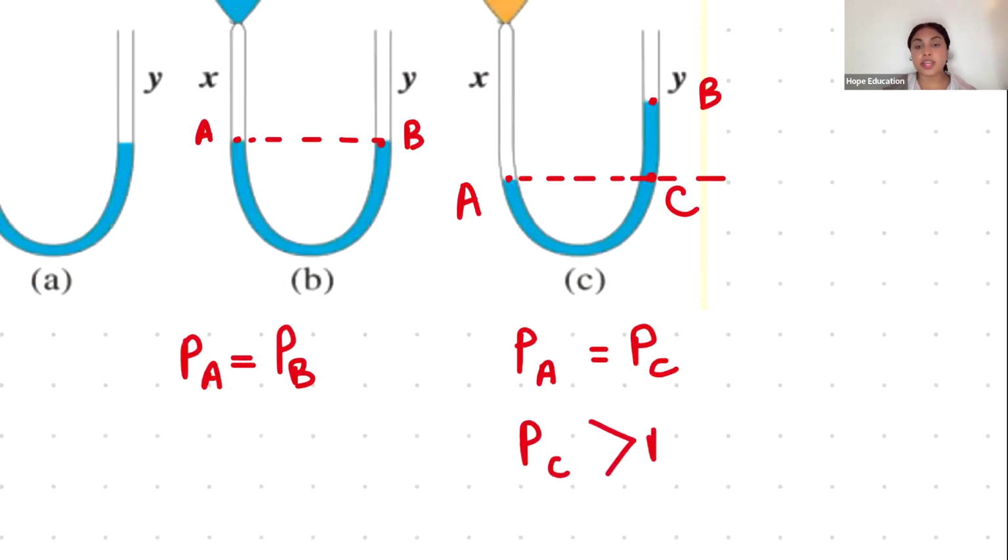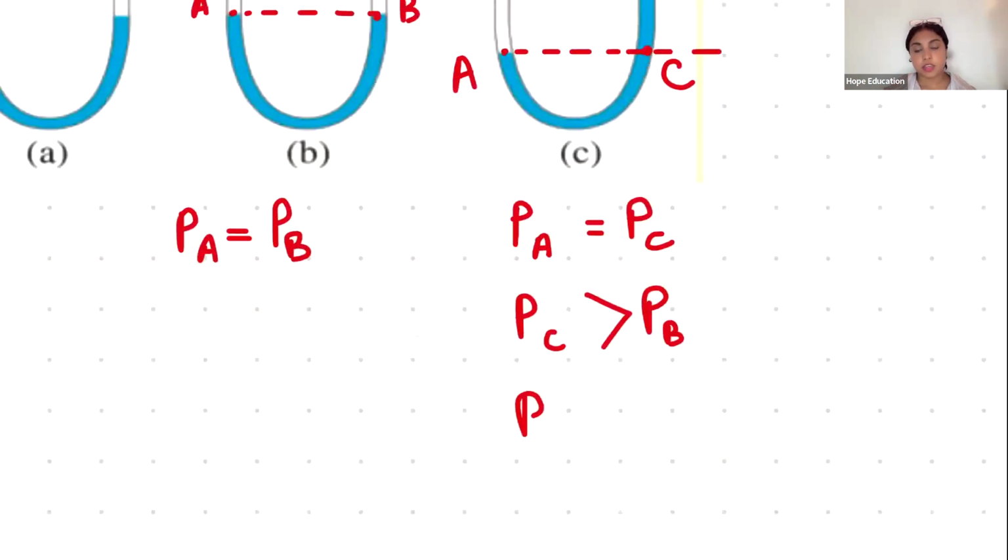Now we know pressure at C equals pressure at A, no? So here, instead of pressure at C, I can write pressure at A. So pressure at A is greater than pressure at B.